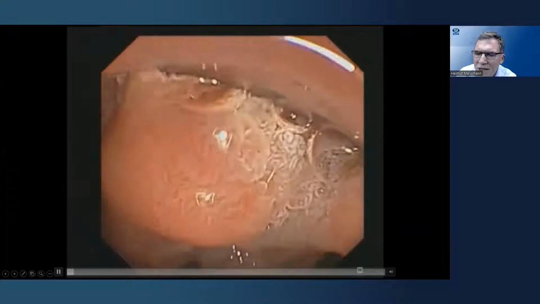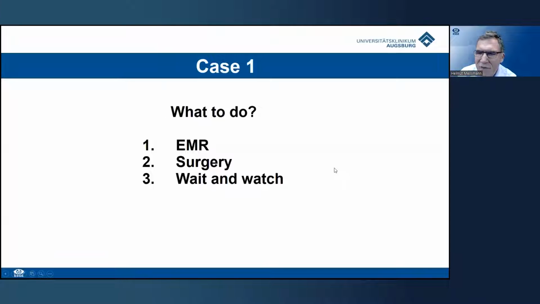And please use now the function for answering questions to vote. So we were asked at the referral center, should we perform an EMR, or is this a case for surgery, or because of age, can we wait and watch? And I would like to ask our participants, what would you do in your hospital? What would you recommend to the patient?